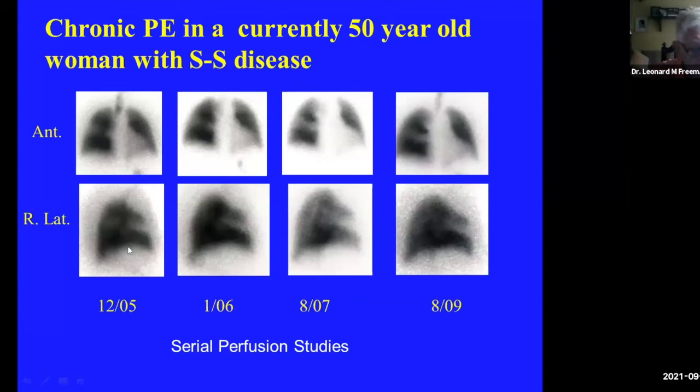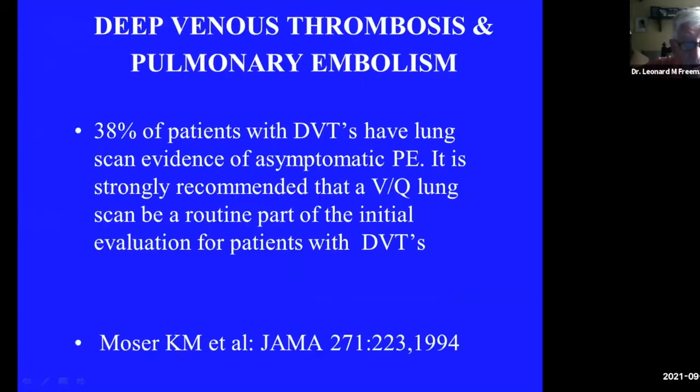Here's a sickle patient. And notice 1205, 06, 07, 09. This was done in the emergency room. Patient kept coming back to the emergency room. Notice they're identical. So we know that these are chronic PE. And the fact that we have all the prior studies makes it very, very clear that this is the case. Okay.